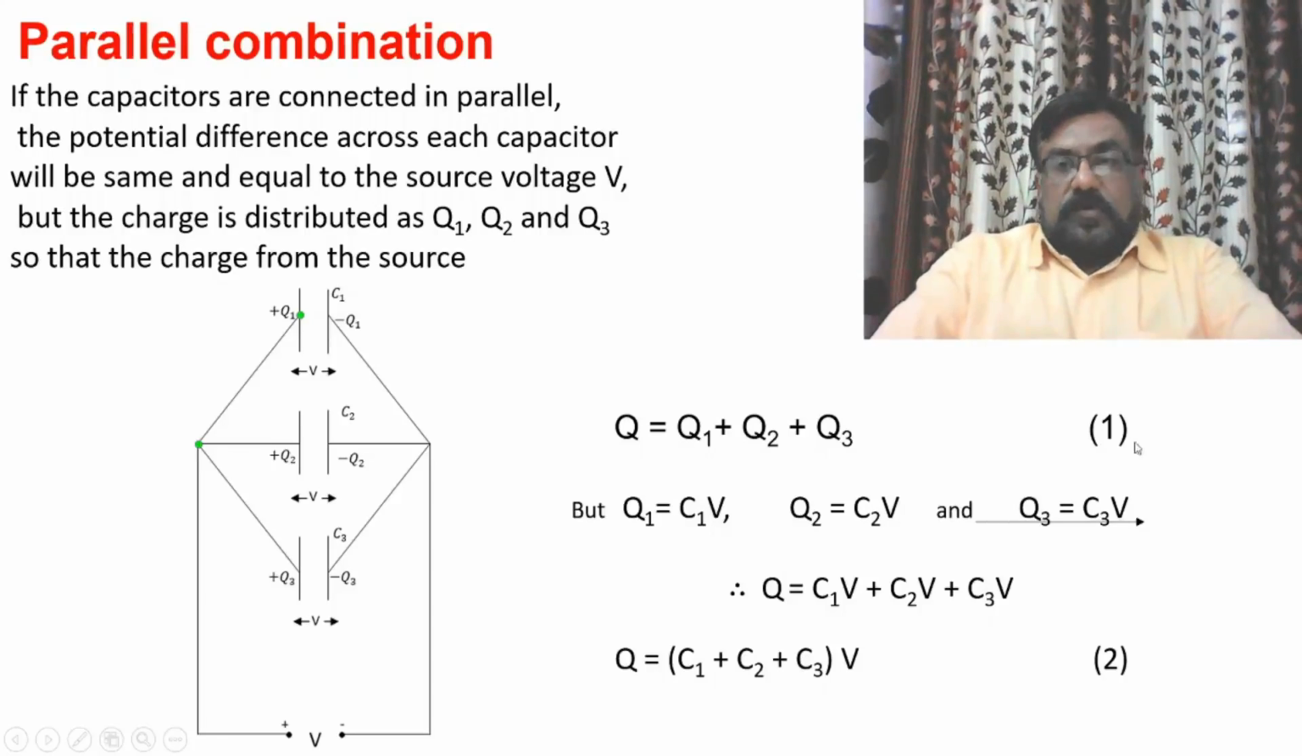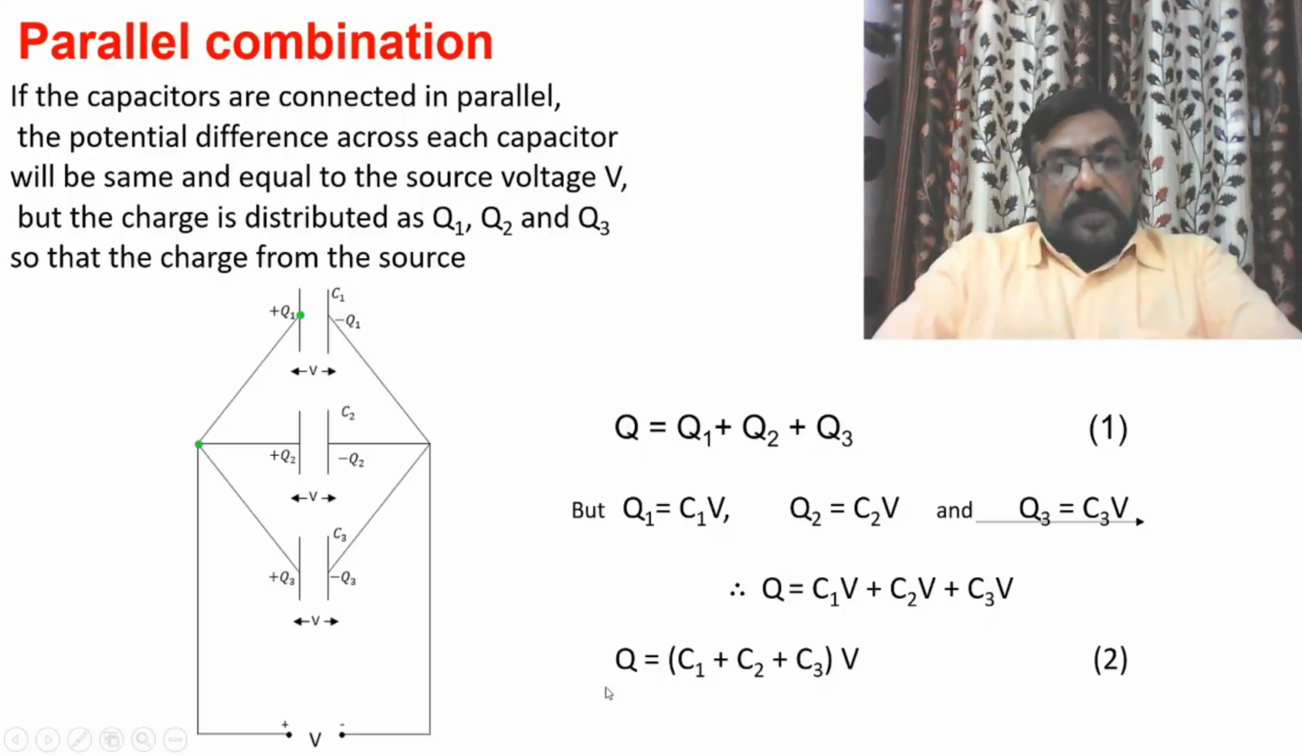So this is written as equation number 1. Q is equal to Q1 plus Q2 plus Q3. But we know Q1 is equal to C1 into V, and Q2 is equal to C2 into V, and Q3 is equal to C3 into V. Or Q is equal to C1V plus C2V plus C3V, or Q is equal to C1 plus C2 plus C3 into V.